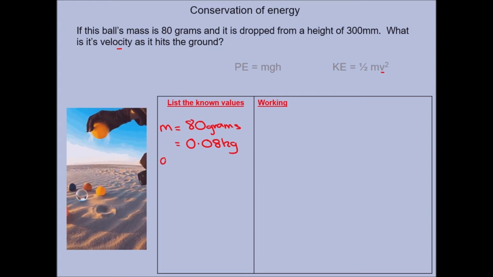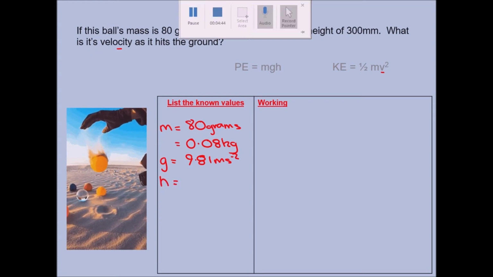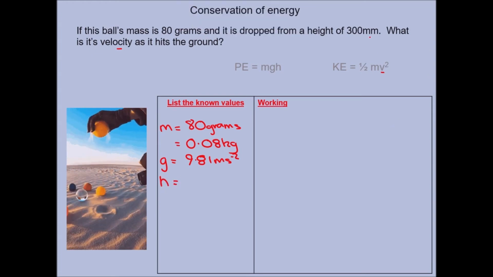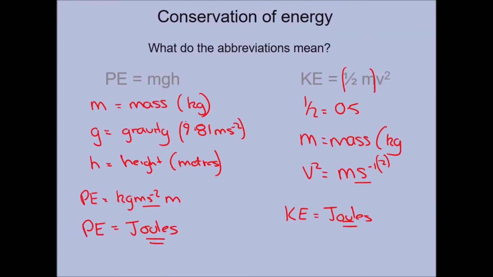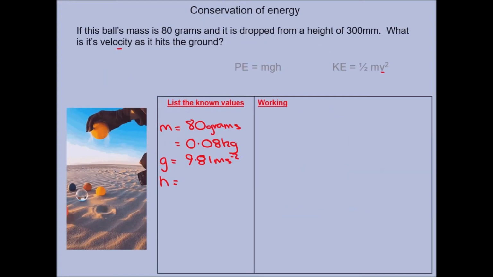Alright, we'll take g, the gravitational constant, 9.81 meters per second squared. And then we'll have our h, which is our height. Now our height is 300 millimeters. So again, remember from our previous page, our height needs to be in meters, so we need to convert that into meters. Again we do that by dividing by 1000, so we'll end up with 0.3 meters.